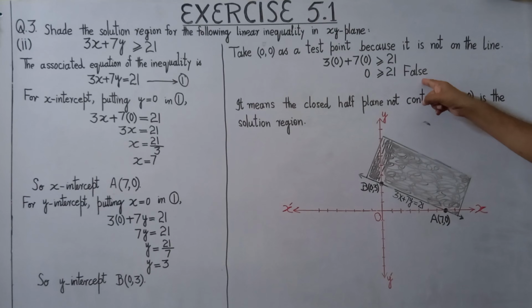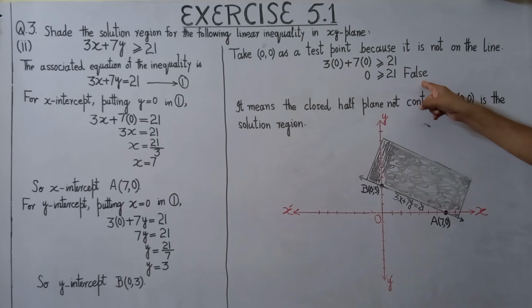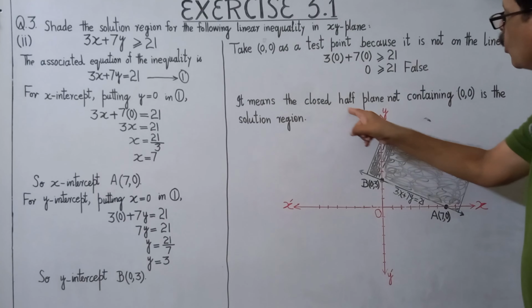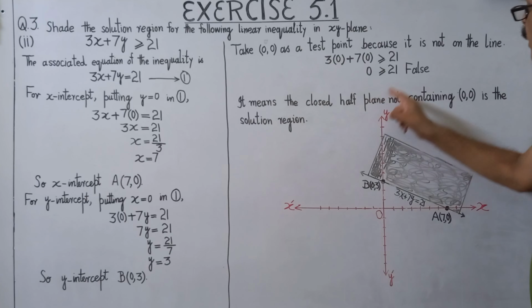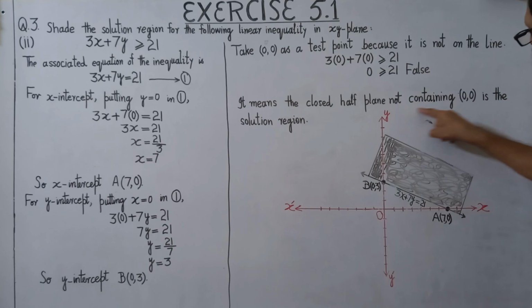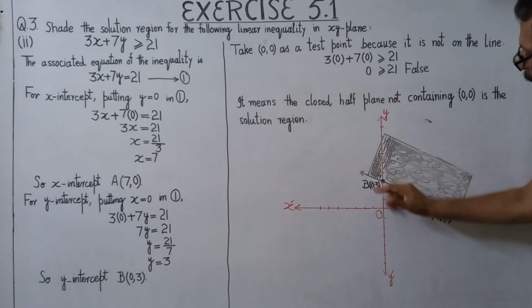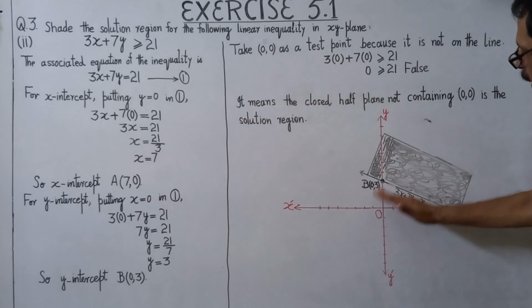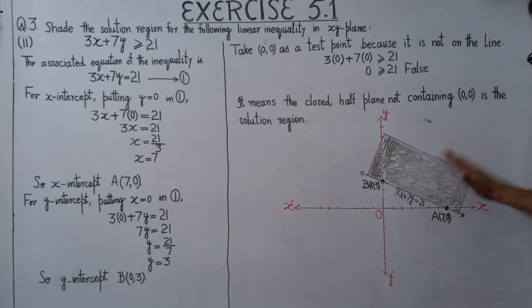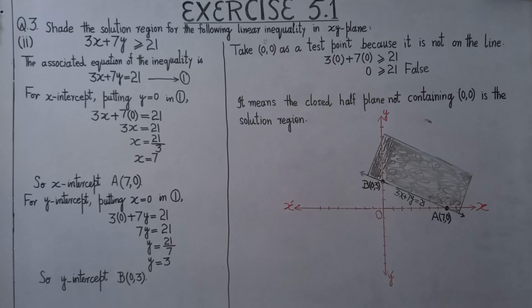If it had been true, then the closed half plane containing 0, 0 is the solution region, but in this case it is false, so it is not containing. Not containing means that it will not be shaded towards origin 0, 0, but it will be shaded away from the origin.